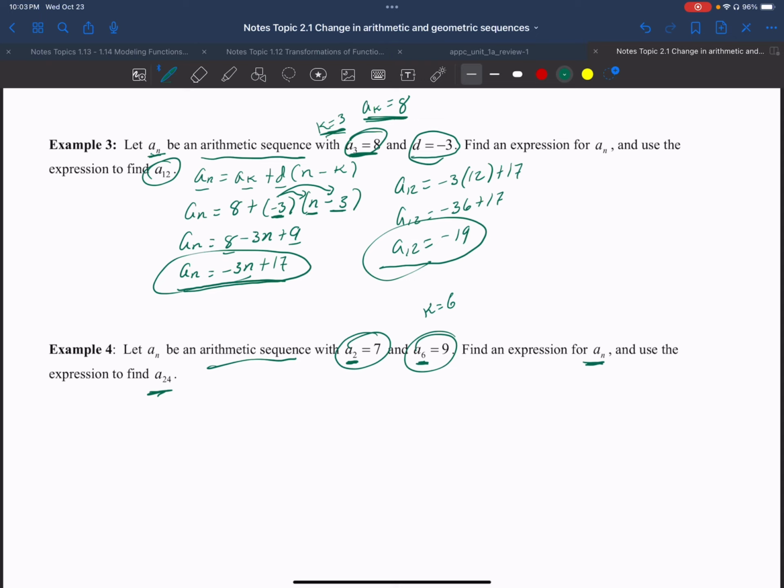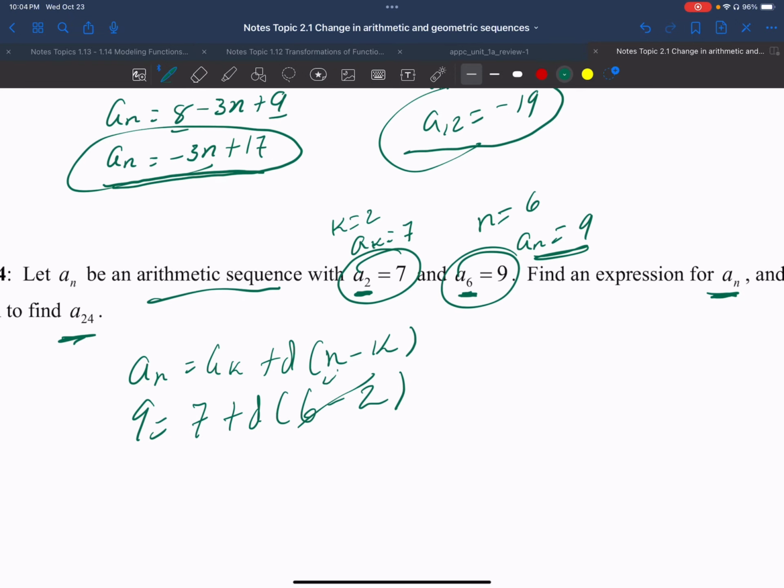So here I'm going to do k equals 6 and a sub k. I just did this backwards. N equals 6 and a sub n equals 9. K equals 2 and a sub k equals 7. I'm going to start by writing my equation. A sub n equals a sub k plus d times n minus k. So a sub n I know is equal to 9. A sub k is equal to 7 plus d times n, which is 6 minus 2 from k. After that, I know that 6 minus 2 is equal to 4.